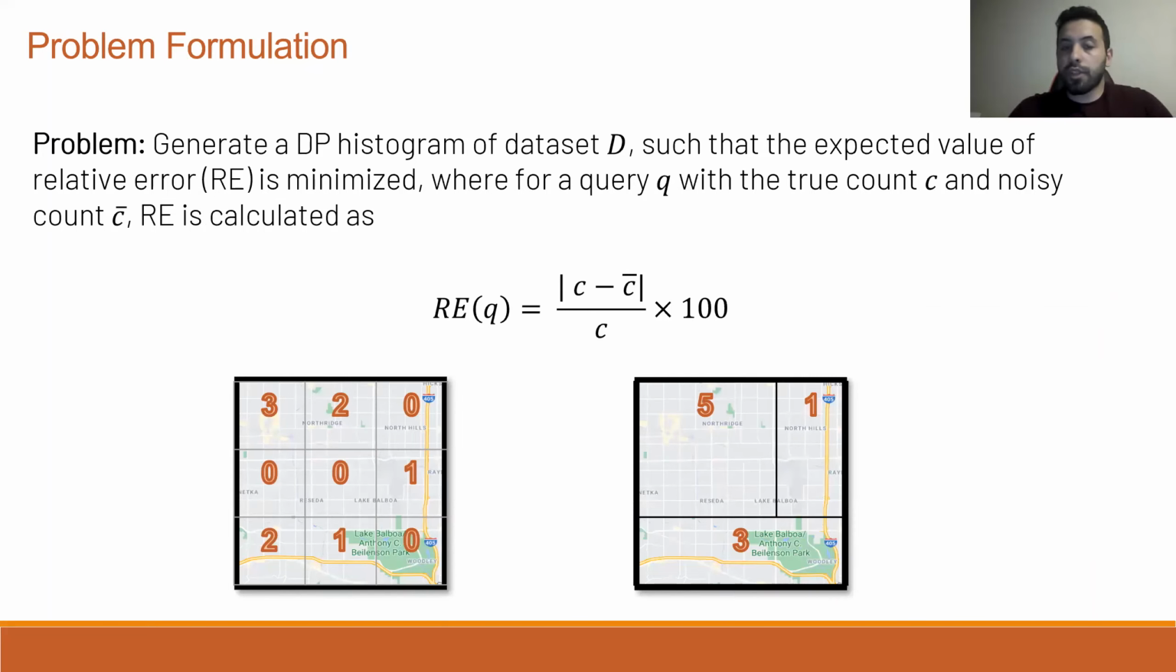The problem formulation is as follows. The problem that we are trying to address is as follows. We would like to generate a differentially private histogram of the database D such that the expected value of relative error is minimized. Meaning that if we have this workload with different shapes and styles, we want to have the relative error with respect to the non-private histogram minimized.